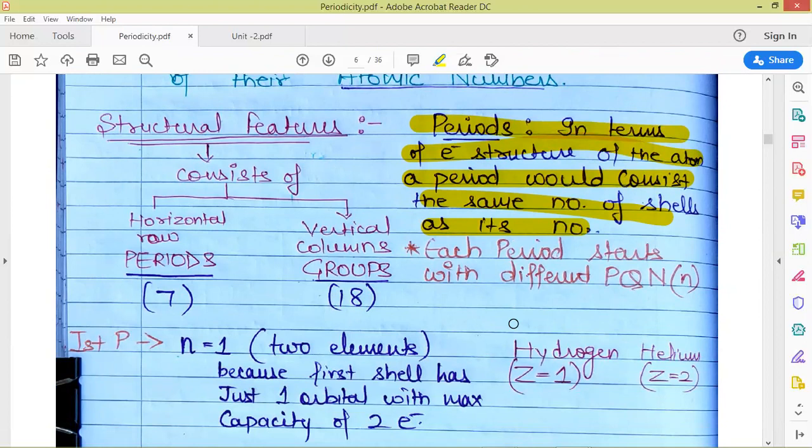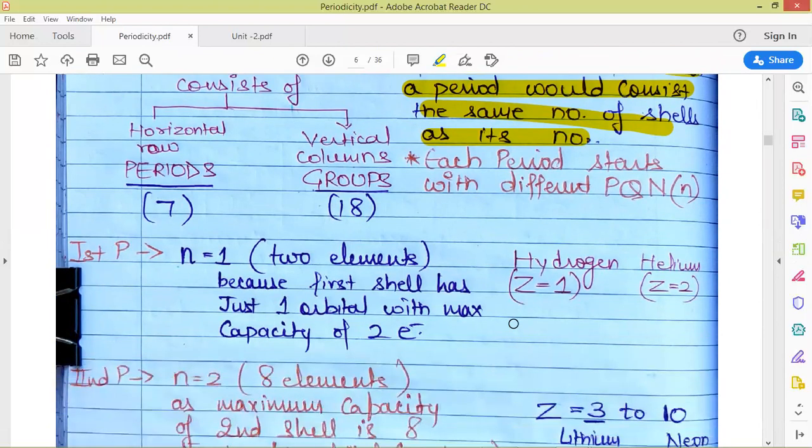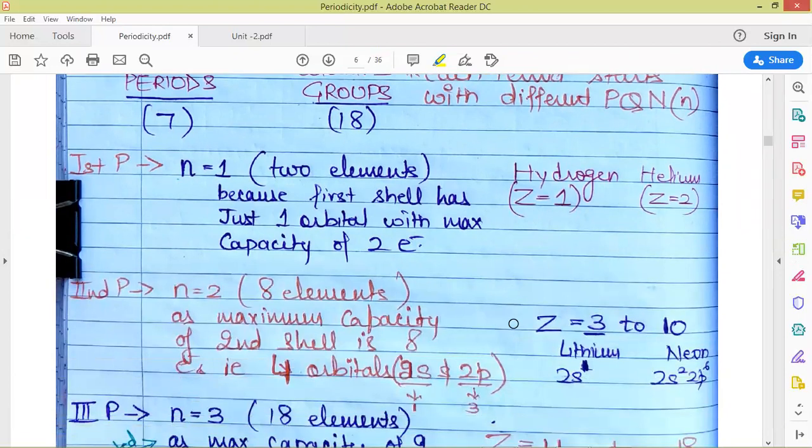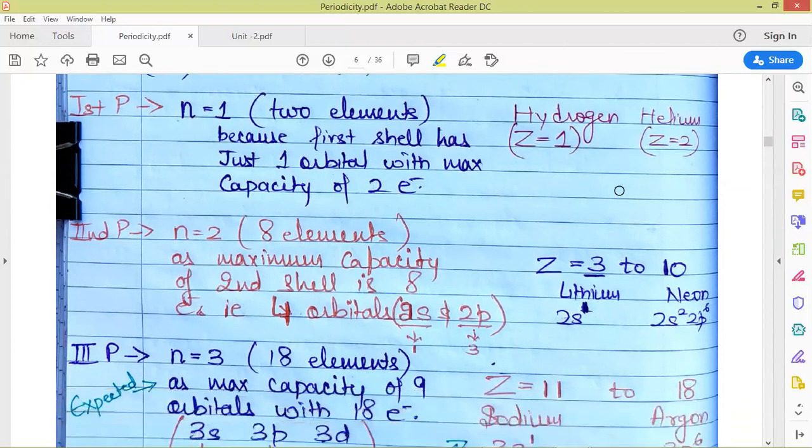We have already discussed the quantum numbers in the atomic structure unit, that is your first unit of the syllabus. So now we'll be discussing periods and groups. The first period is associated with principal quantum number n equal to 1. It has just two elements, with atomic numbers 1 and 2, that is hydrogen and helium. This is because the first shell has just one orbital with a maximum capacity of 2 electrons, so there are just two elements.